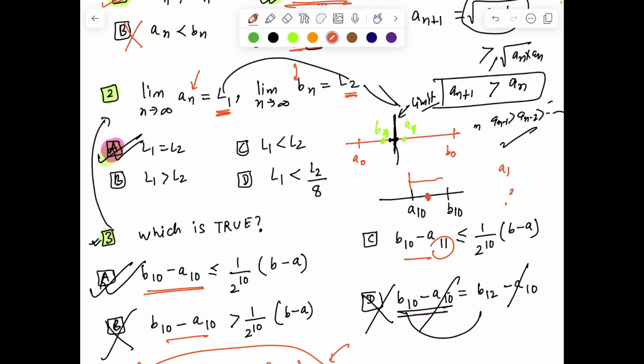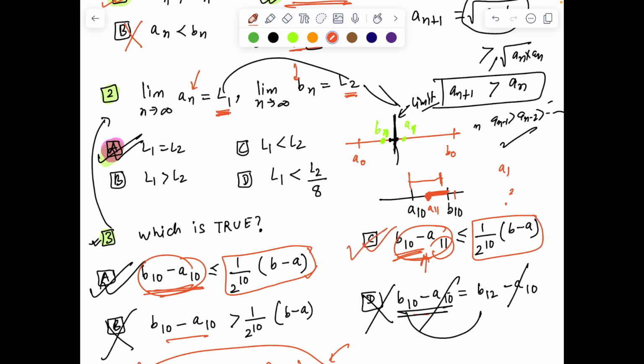So the gap between a10 and b10, and the gap between b10 and a11, is definitely the lesser gap. So this quantity will definitely be lesser than this quantity b10 minus a10. Now if this value is more than b10 minus a10, definitely it's more than a value which is less than that. So in that sense, option C is also correct.